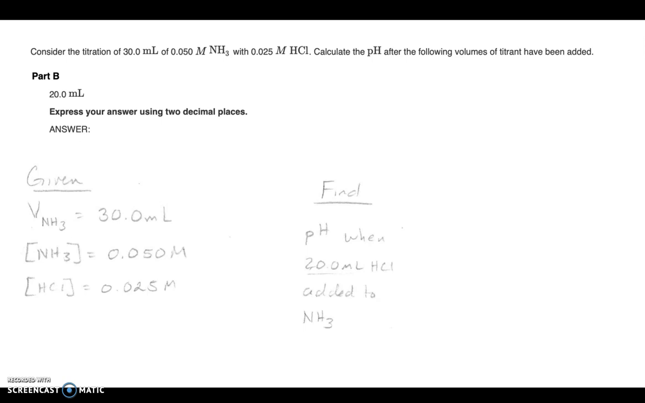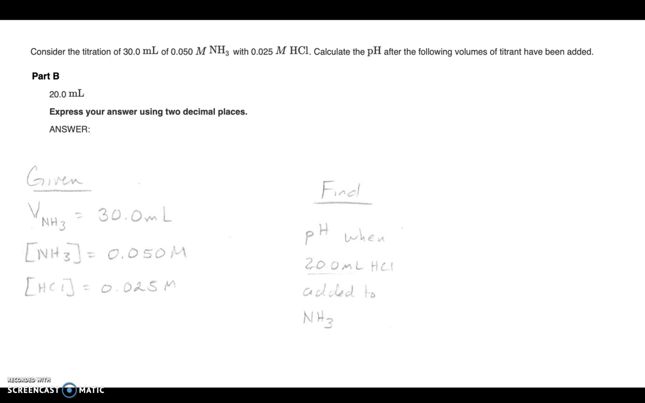My plan is to only do part B because the rest of the parts of this problem are going to be really similar. So it'll be up to you to finish off the rest. Let's take a look at this problem. It says, consider the titration of 30 mL of this concentration of ammonia, reacting with a strong acid, HCl. It's asking us to calculate the pH after the following volumes of titrant have been added. In part B, we're combining 30 mL of the 0.050 molar ammonia with 20 mL of our 0.025 molar HCl.